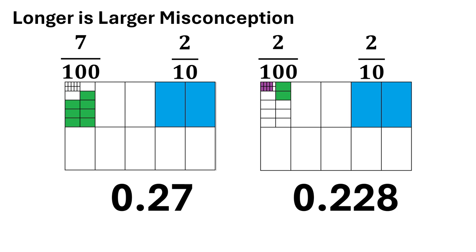So we can notice that 27 hundredths is actually larger than 228 thousandths, because look at the place value position of the hundredths. We can see that there's 2 hundredths on the right and 7 hundredths on the left. We can see that there is more area being covered on the left-hand side than there is on the right-hand side. So that 228 thousandths is actually smaller than our 27 hundredths.